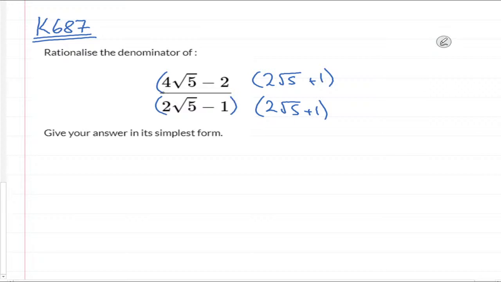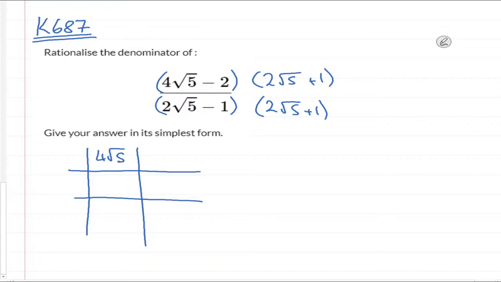Why is this one trickier? Because we've got 2 sets of double brackets. Okay, that's what makes this trickier. And we've also got these nastier surds as well, which we're going to deal with in a second. So let's do the top first. It's going to be 4 root 5 minus 2. It's going to be 2 root 5 plus 1.